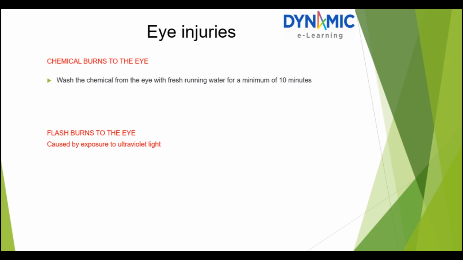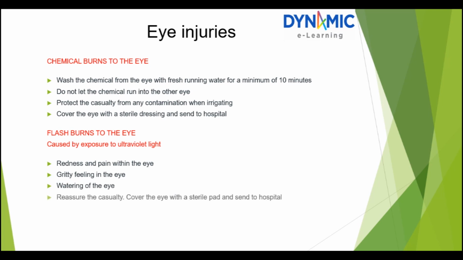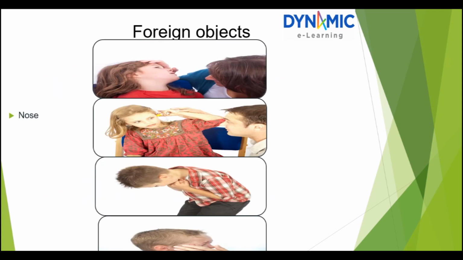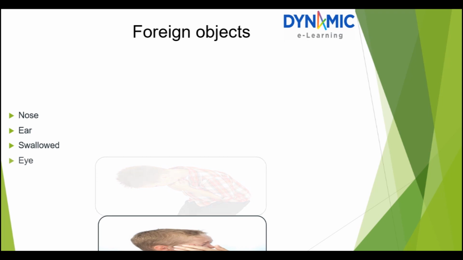Chemical burns to the eye. Wash the chemical from the eye with fresh running water for a minimum of 10 minutes. Do not let the chemical run into the other eye. Protect the casualty from any contamination when irrigating. Cover the eye with sterile dressing and send to hospital. Flash burns to the eye, caused by exposure to ultraviolet light. There will be redness and pain within the eye, a very dry, gritty feeling and excessive watering. Reassure the casualty, cover the eye with a sterile pad and send to hospital. Foreign objects in the nose, in the ear, swallowed or in the eye are always going to be problematic.